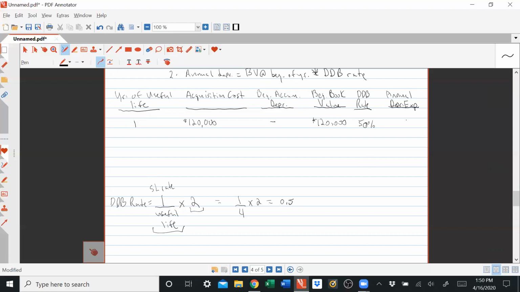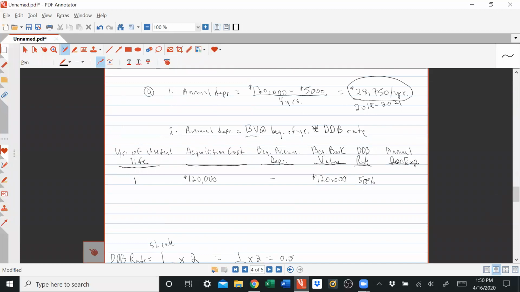So the depreciation expense in year 1 is 50% times beginning book value, right? Here's the formula. So we're going to take column 4 times column 5 to get column 6. $60,000 of depreciation expense in year 1.